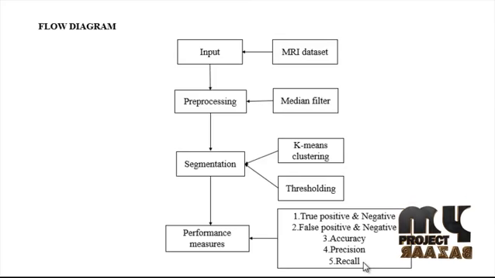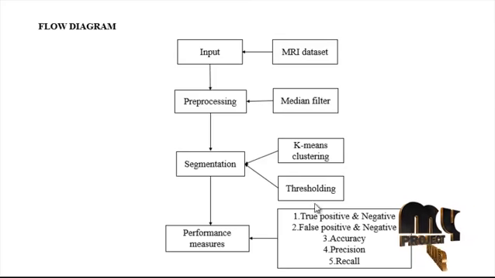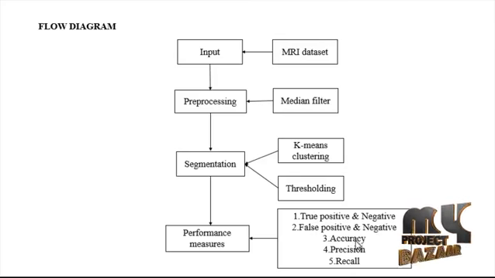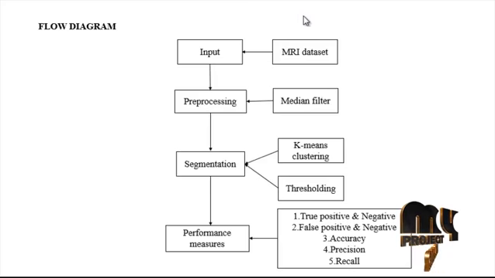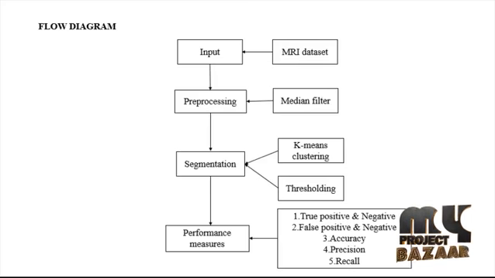The recall process is also the same. We use TP, TN, FP and FN. These are the overall performance measures of the process. So this is the overall flow diagram of the particular process.